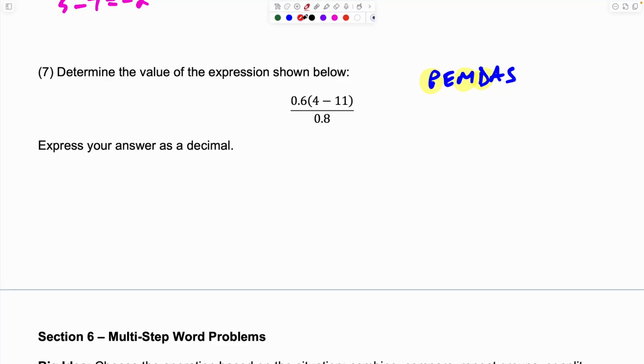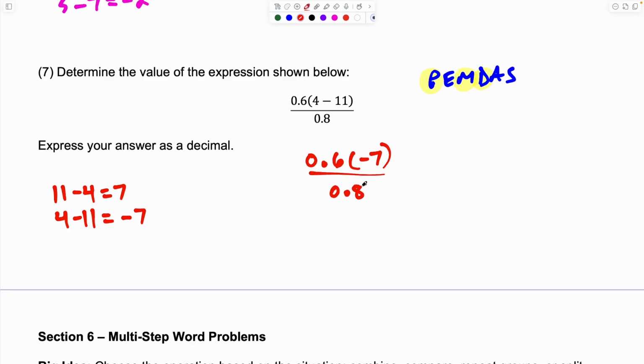So let's go ahead and follow this order of operations, and we'll do 4 minus 11 first. So if I do 4 minus 11, well, for this one, I know that 11 minus 4 is equal to 7. So 4 minus 11 would be negative 7. So this expression over here, I could write as 0.6 times negative 7 and all over 0.8. So next what I could do, and I'll just make this a little neater, is I could do 0.6 times negative 7.